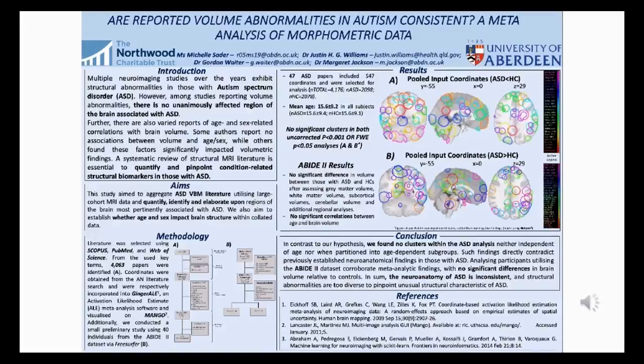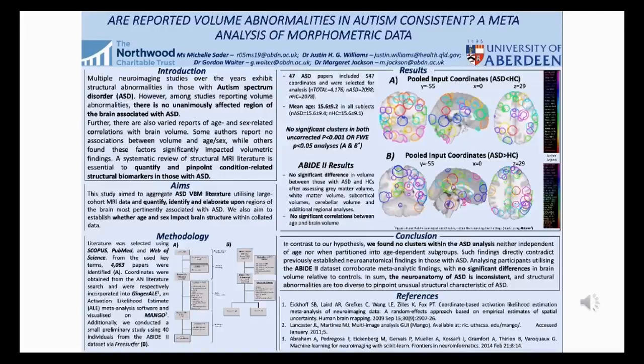Coordinates from publications were collected and input into GingerALE, and clusters depicting significance were visualized on a software known as Mango. Additionally, we conducted a separate small preliminary study using 40 individuals from the ABIDE-2 dataset, which were processed using FreeSurfer. In sum, we identified 47 papers with a total sample size of about 5,000 participants.